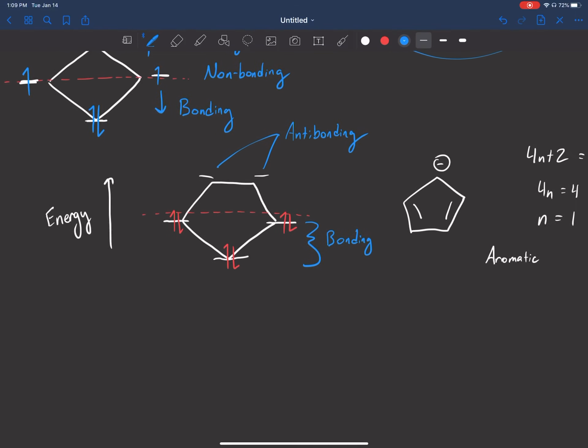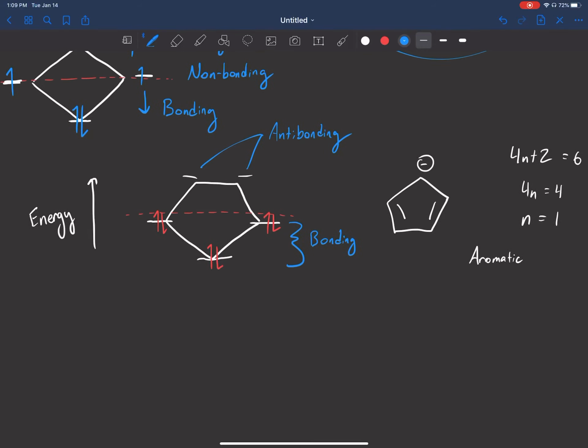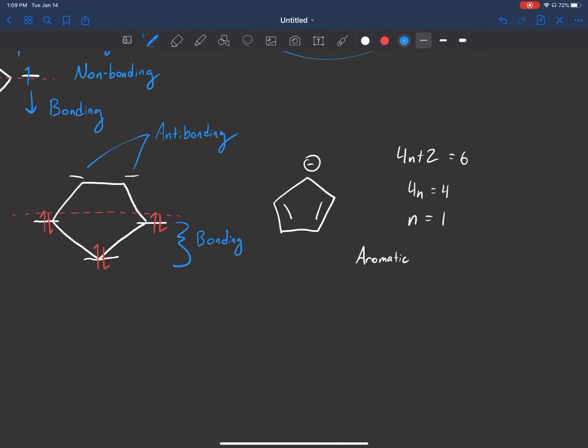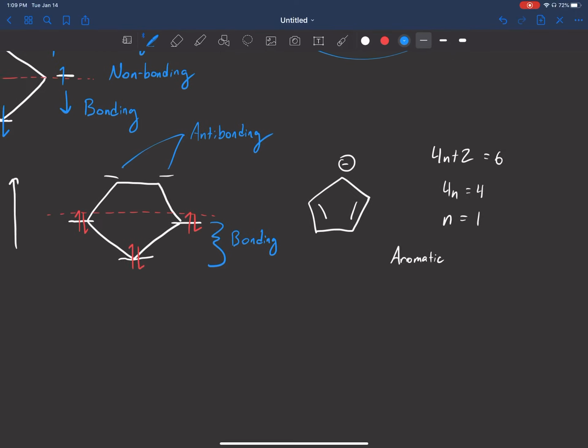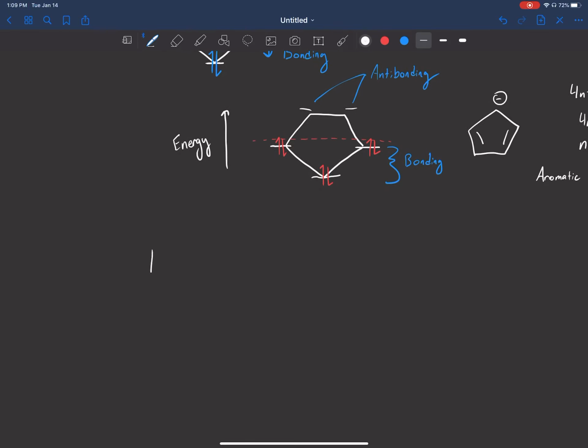All right. And so this is where the 4n plus 2 rule comes from. When all of the electrons are paired in the bonding molecular orbitals, then we're going to have the 4n plus 2 rule. You see, we confirmed this with the 4n plus 2 rule. We can also do this for a bunch of other different kinds of rings. We did 4-membered, we just did a 5-membered. A 6-membered would look like this.